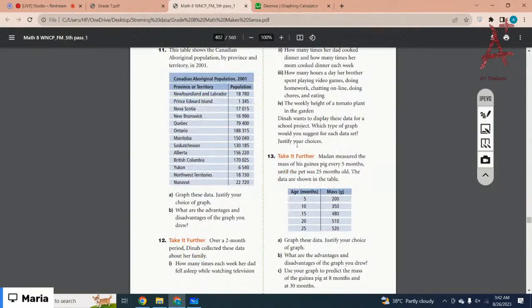C is how many hours a day her brother spent playing video games, doing homework, chatting online, doing chores and eating. So for C you can use a circle graph because you have to record the data for 5 things. D is the weekly height of a tomato plant in the garden. For this one, you have to use a line graph because you are recording the data over a time period, right?